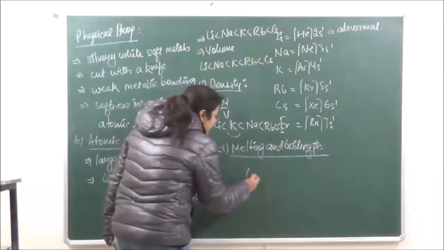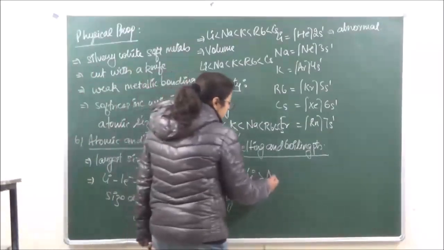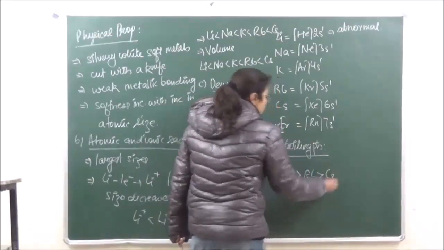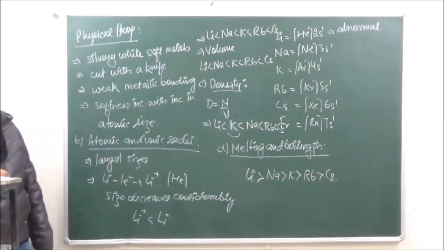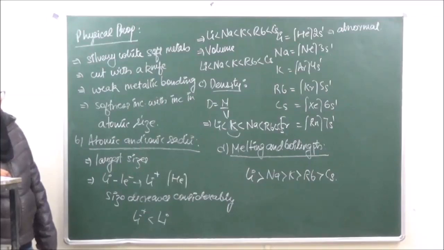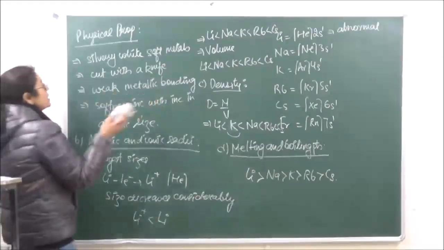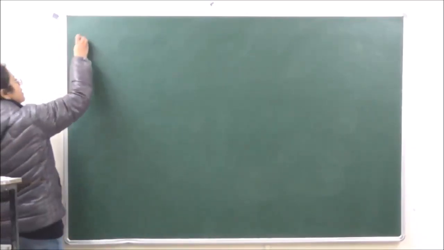So over here, lithium is going to have the maximum melting and boiling point. Then we have sodium, potassium, rubidium and cesium. Okay? So the melting point and boiling point will keep on decreasing down the group because of the weaker metallic bonding with increase in size. Then next we come to ionization energies and electropositive character. Okay, so we're going on to the next property over here.